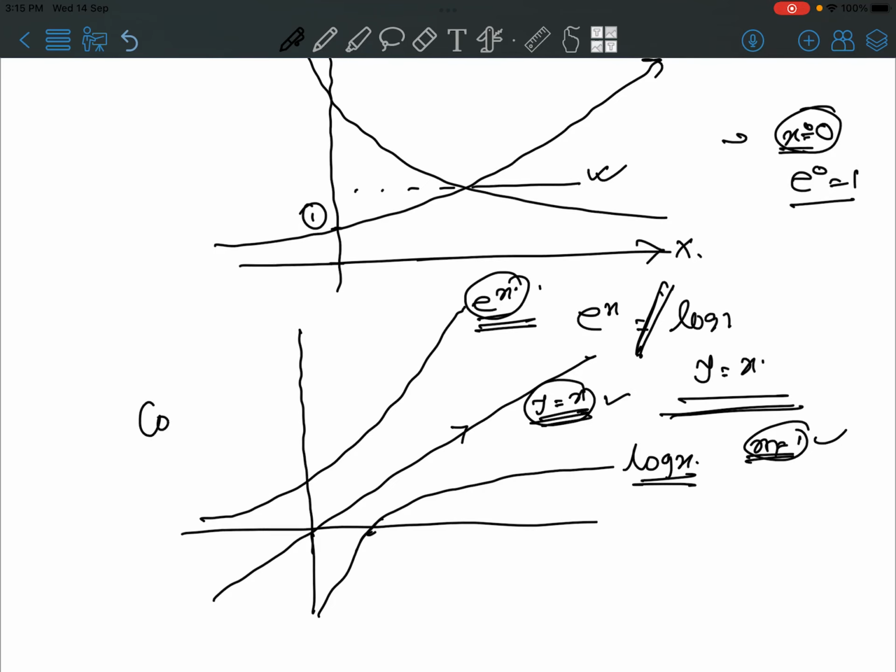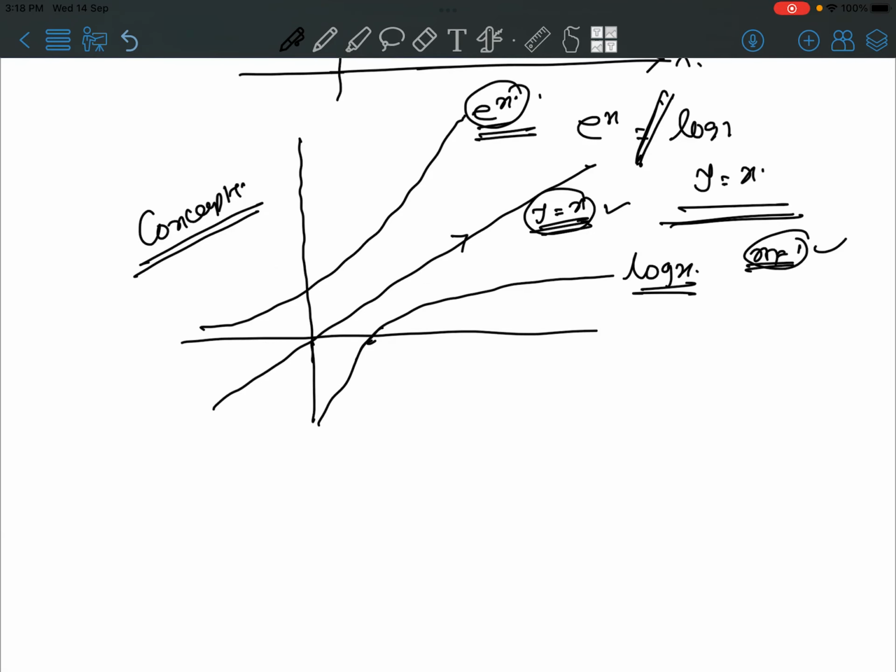So these are the concepts. You are going to use this kind of concept to solve problems of this kind. I hope you will love the way I have solved these equations and problems.